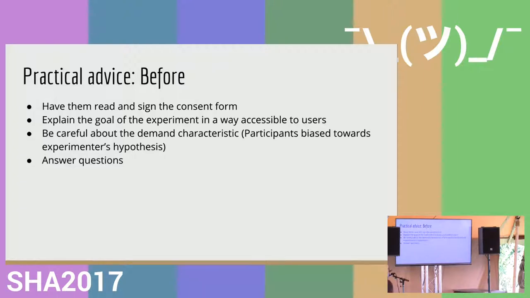Also, the fancy way of saying it is called the demand characteristic. You want your app to be working, and they realize this. So when you're having a conversation with someone, it's pretty likely that they know what answer you're going for, right?